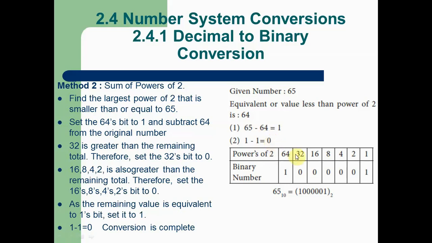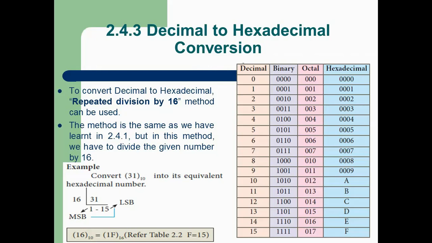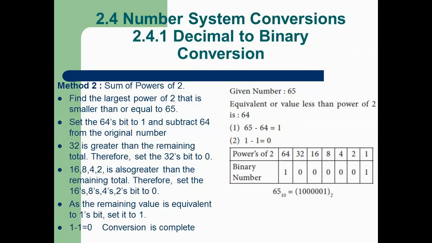So whatever numbers are used from this list of powers of 2 should be put as 1, other numbers should be put as 0. So when you arrange these binary digits from MSB, that is most significant bit, to least significant bit, then the final result will be obtained. So this is the second method, called the sum of power of 2 method, for converting decimal to binary.